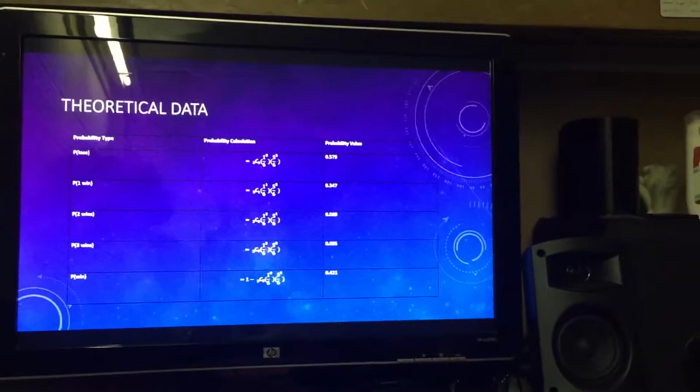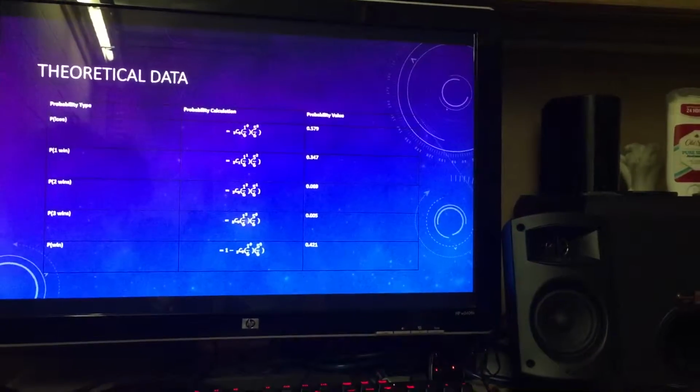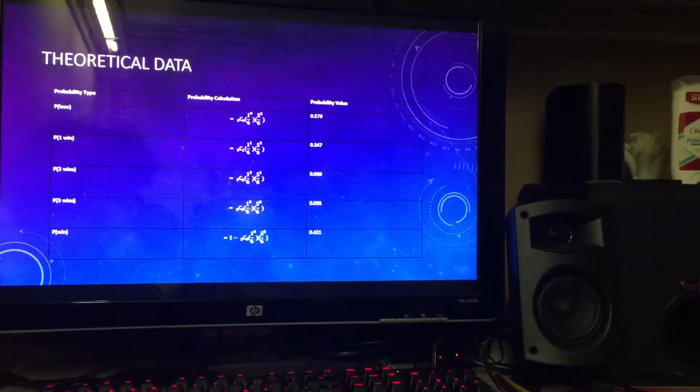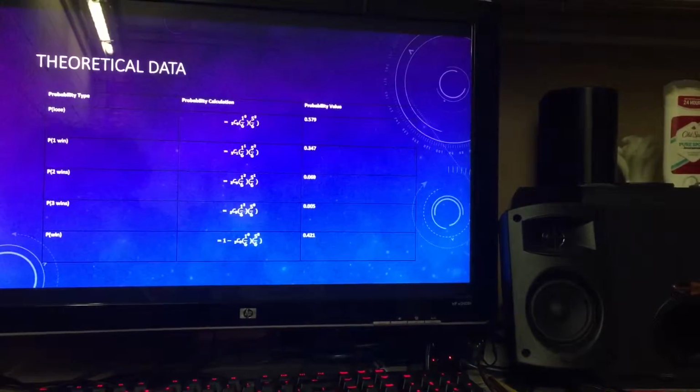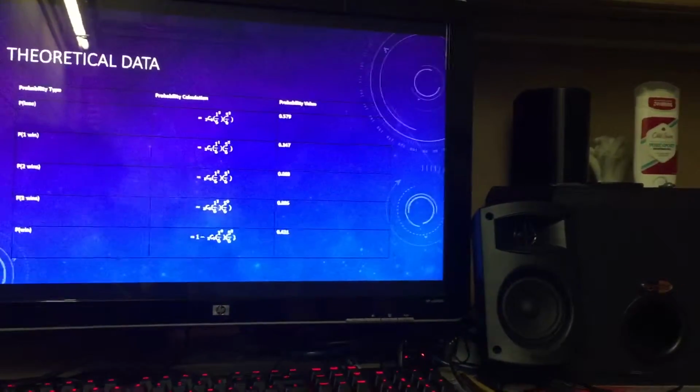However, P win can also be found through the cumulative probability calculation, since it's a total of the combined or added outcomes of P1 win, P2 wins, and P3 wins. Along with this, we calculated the average house net gain.